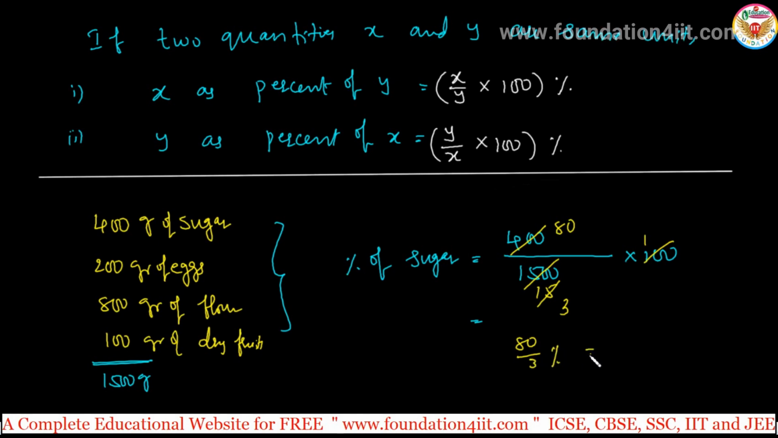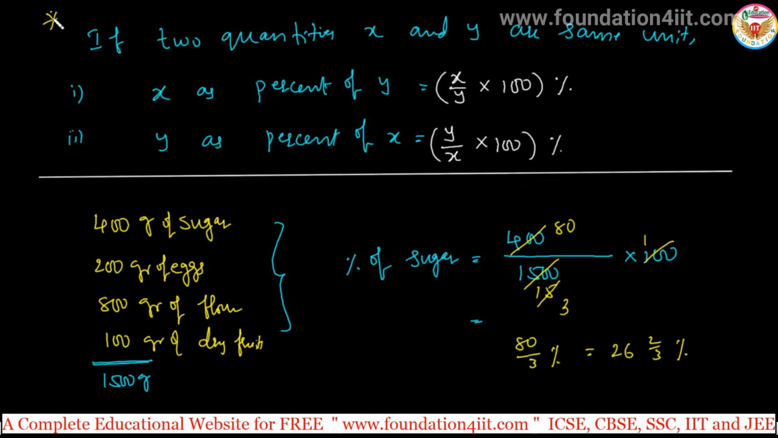80 divided by 3 percentage. Convert into mixed fraction: 26 2 by 3 percentage. Right. So in this way we can make one quantity as a percentage of another. So you can remember this statement.